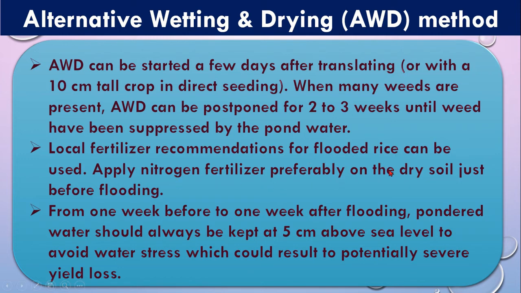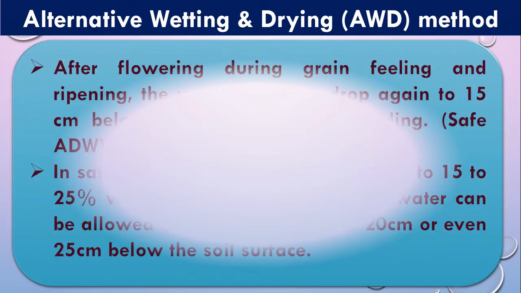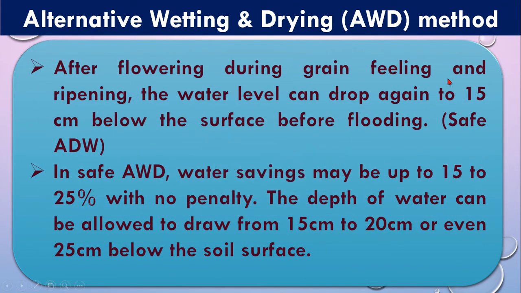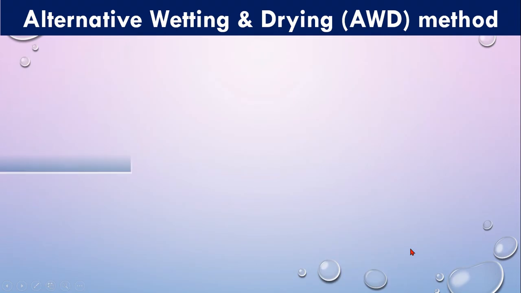Apply nitrogen fertilizer preferably on dry soil just before flooding. Remember that when you apply water, do not apply any type of fertilizer before applying the water. You have to apply the fertilizer first. And after flowering, during grain filling and ripening, the water level can drop again to 15 centimeter below the surface before flooding. This is called safe AWD. Water savings may be up to 15 to 25% with no penalty, but the depth of water can be allowed to drop from 15 to 20 centimeter or even 25 centimeter below the surface. You have to remember this.